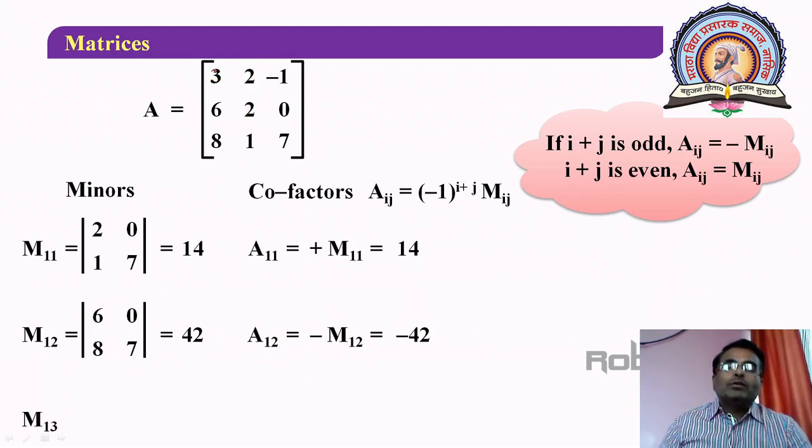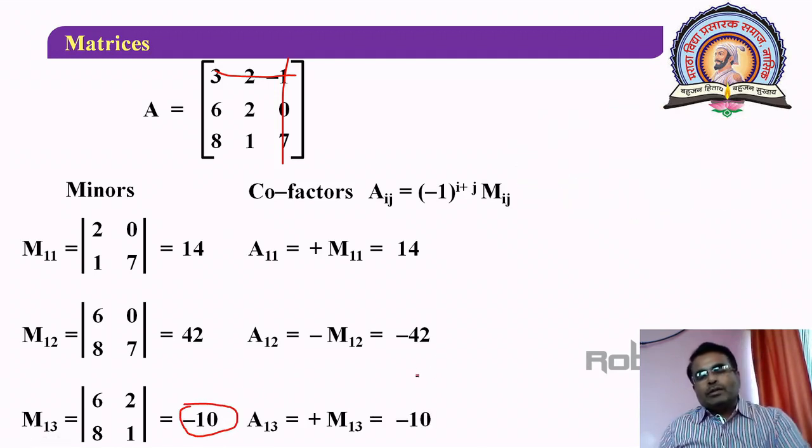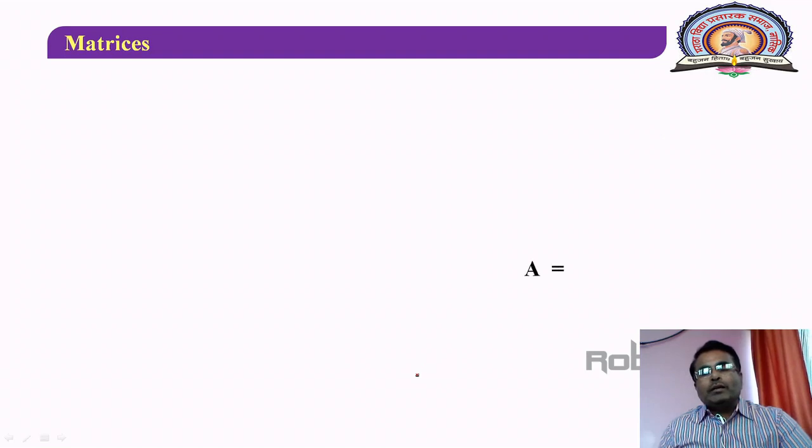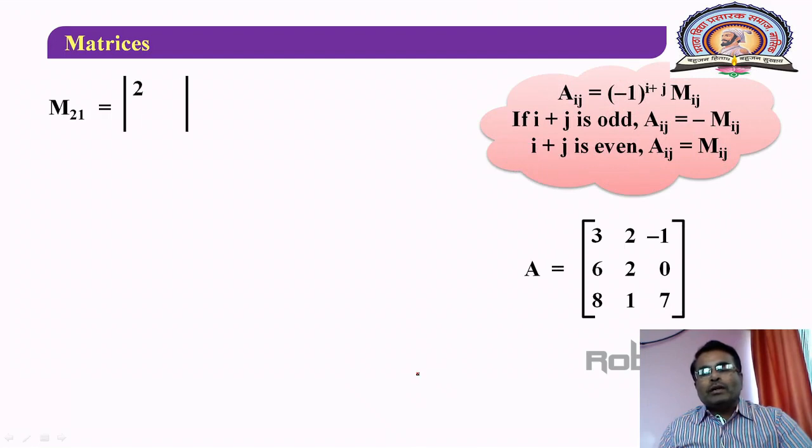For M13 you have to delete the first row and third column, so that gives you M13 equal to 6281, and 6281 is equal to minus 10. Therefore A13 is equal to plus M13, the same sign remains, which means the minus sign remains as it is, therefore minus 10 is your next value. Similarly you can obtain the minors and cofactors of the remaining elements. Already we have seen three elements.